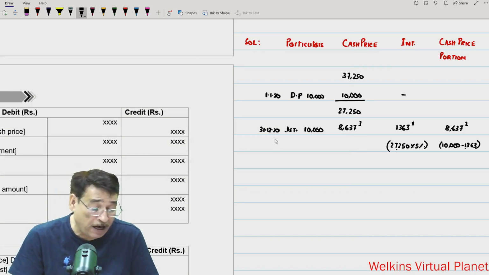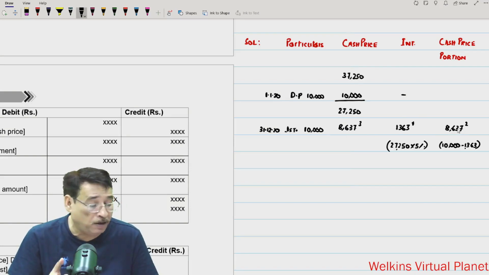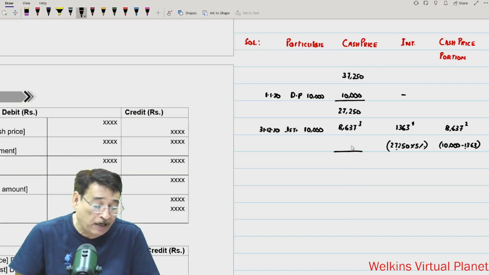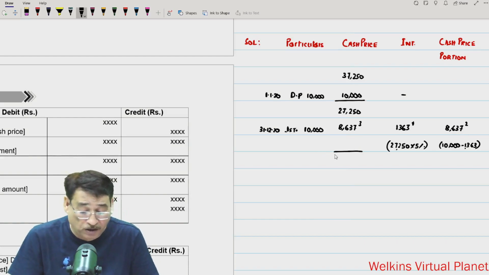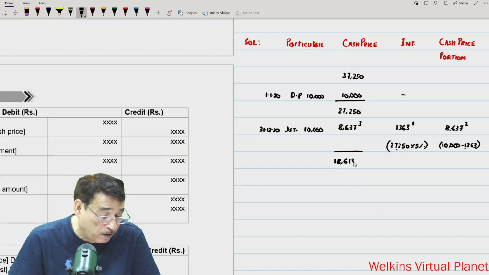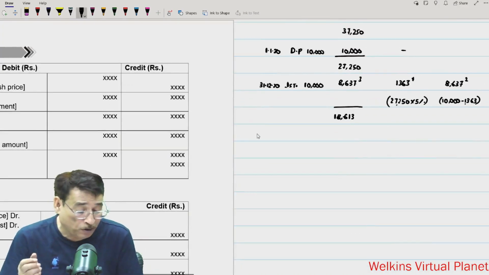That means at the end of each year, first of all, you compute the interest, then subtract this interest from 10,000 to know your cash price portion, and whatever your cash price portion is, you simply subtract it from your cash price to know the balance of cash price at the end of the first year. If I subtract it, it will be equal to 18,613. 18,613 will be my balance, and so on.